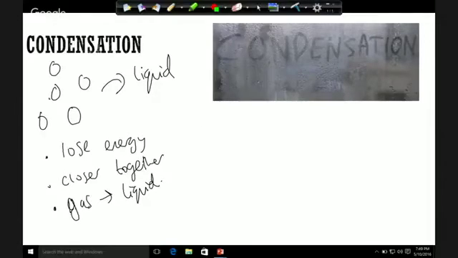So that's exactly what happens, for example, on a window where you've got the hot water vapor particles in the air as a gas, and then when they hit the window, they will then lose energy, become closer together and turn into a liquid. That's why you will end up with condensation on the windows. And you get more condensation on a cold day, because if that temperature gradient is bigger, you're going to get more condensation on the windows. So it's the opposite to evaporation, turning from a gas into a liquid, and the particles lose energy, get closer together, and therefore turn from a gas into a liquid.